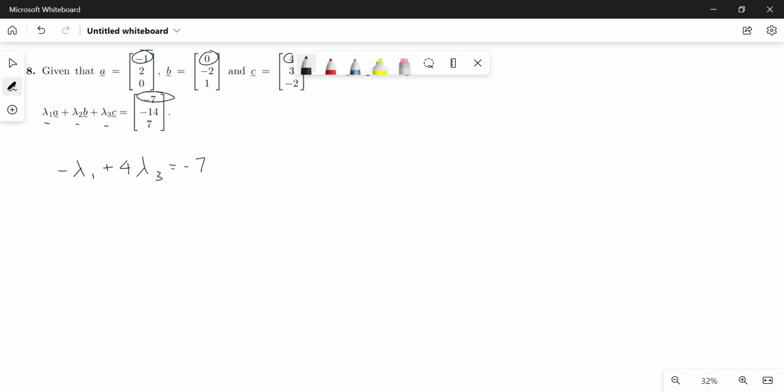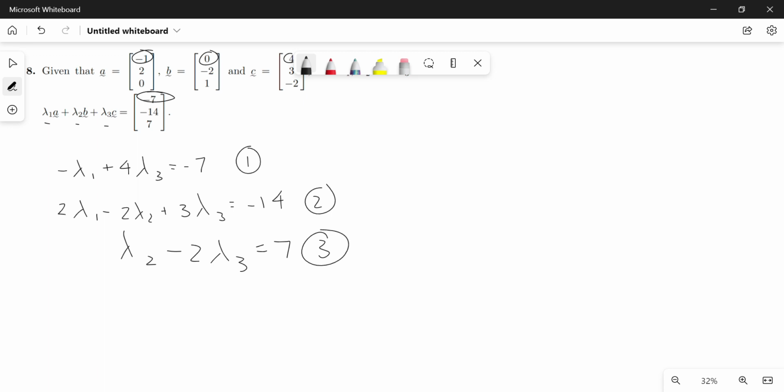Okay, and the y's, we've got 2 lambda 1 minus 2 lambda 2 plus 3 lambda 3 is -14. Let's label them. And then the z's, we've got no lambda 1's, we've got a lambda 2 minus 2 lambda 3's, and that equals 7.